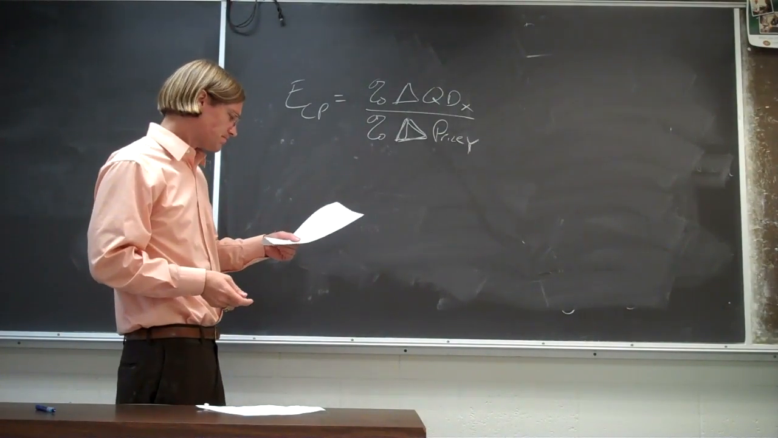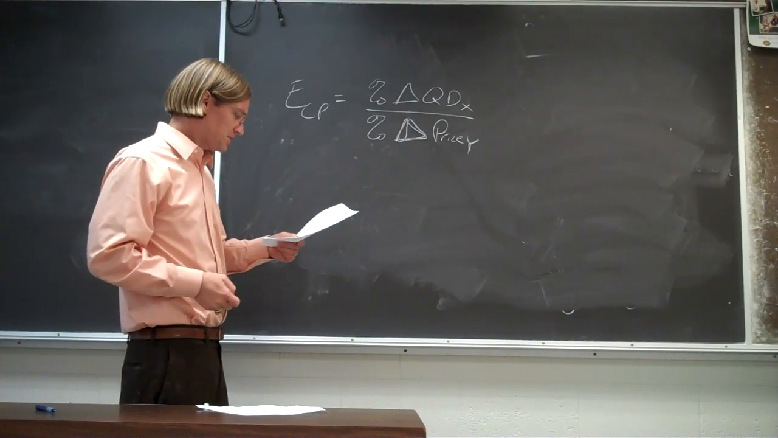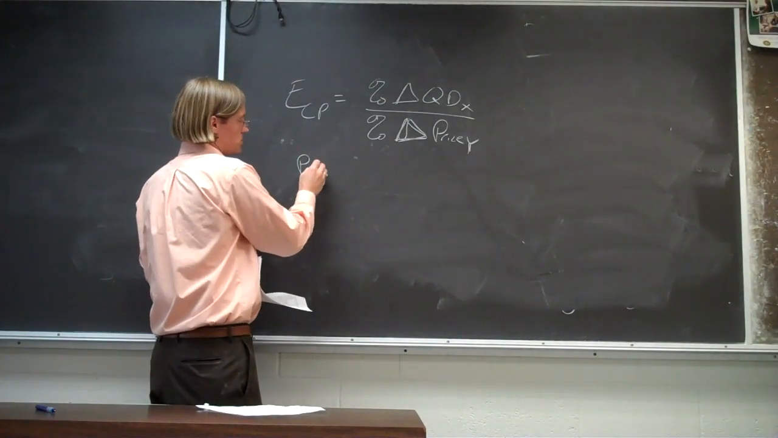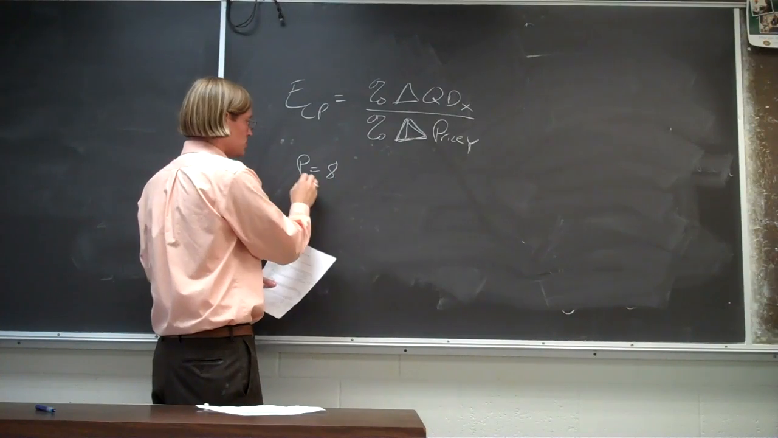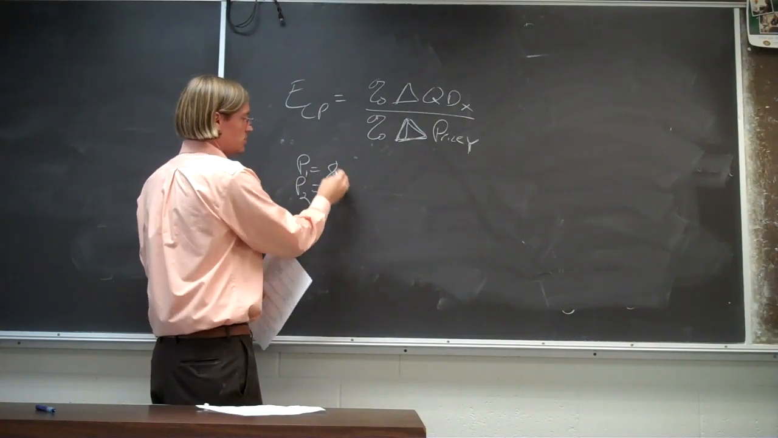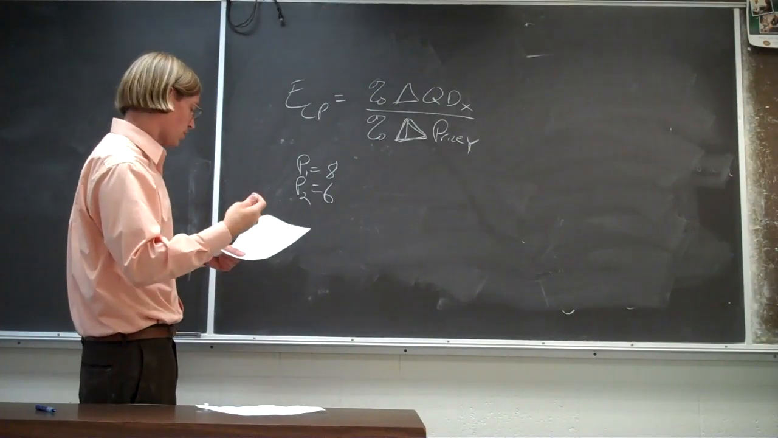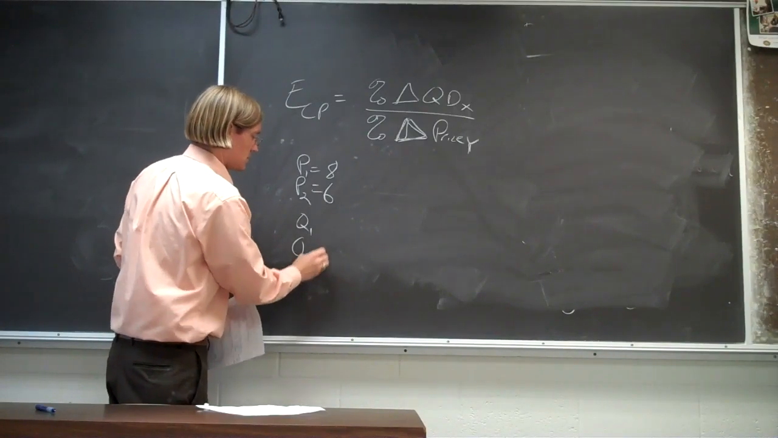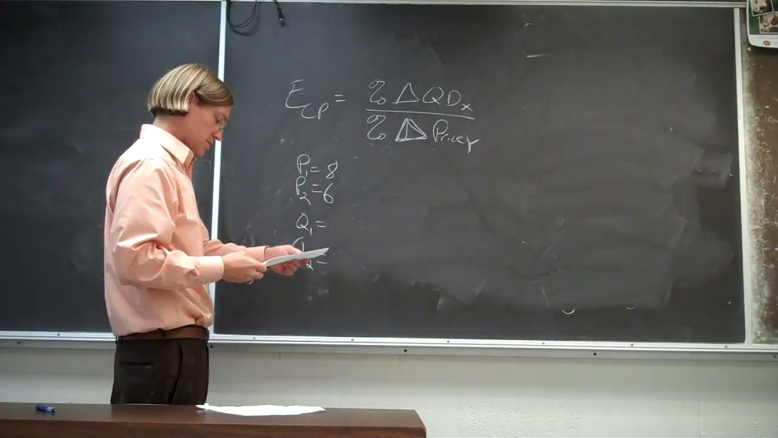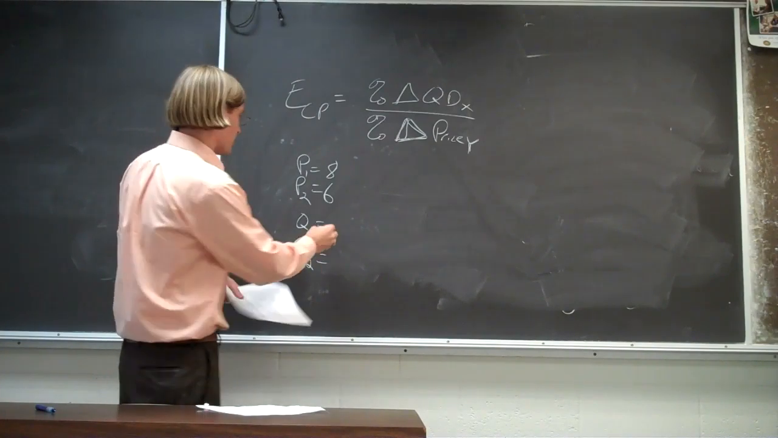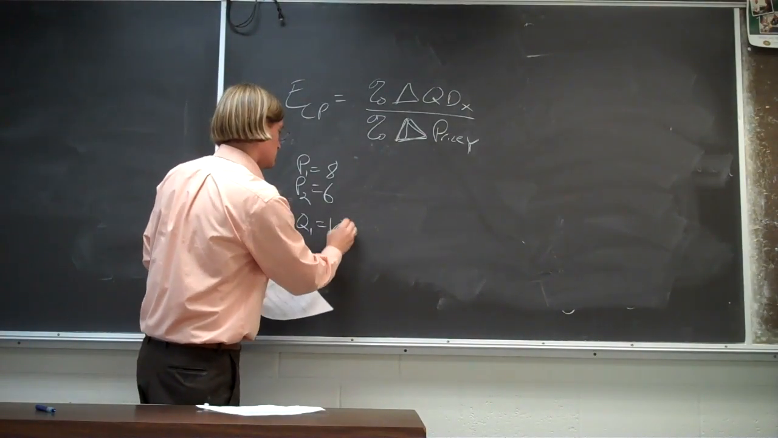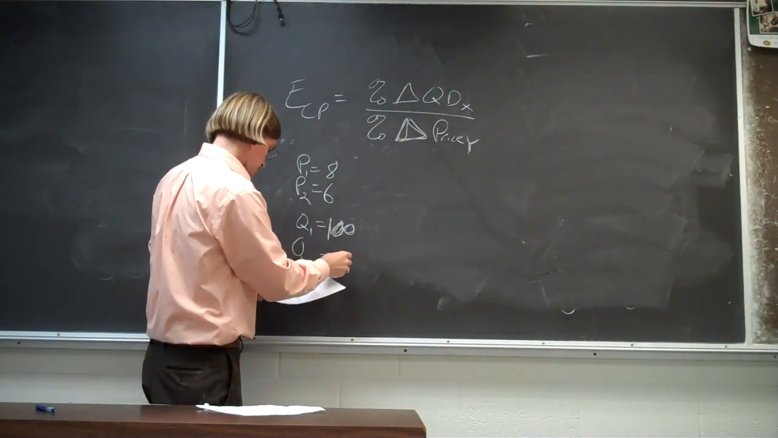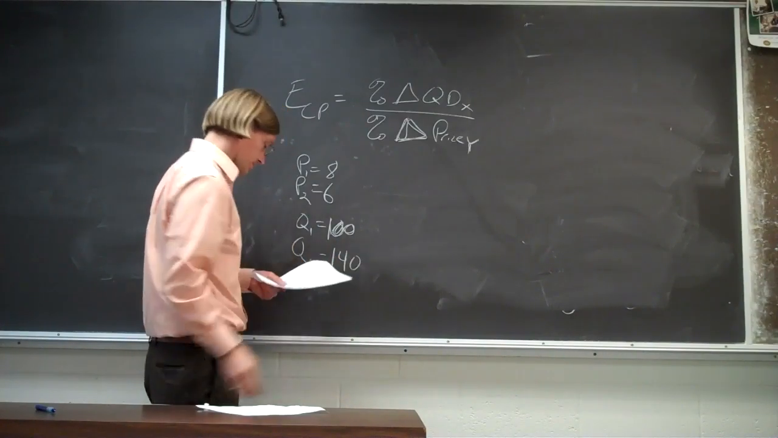And we've got a price change in pork. So if pork goes from a price of $8, P1, to P2, maybe $6, the price of pork falls. What's going to happen to the quantity of sauce? The quantity of sauce being consumed goes from 100 jars to 140 jars.